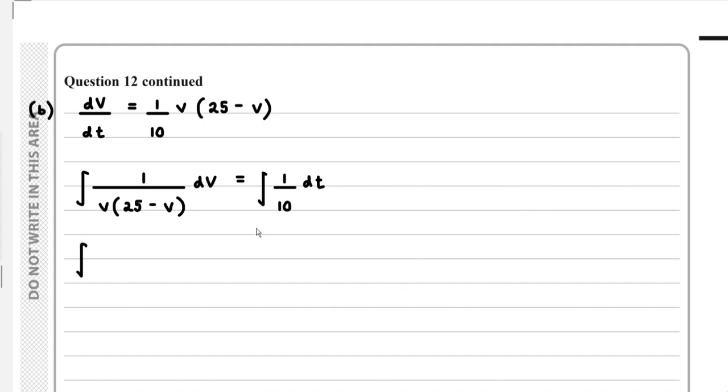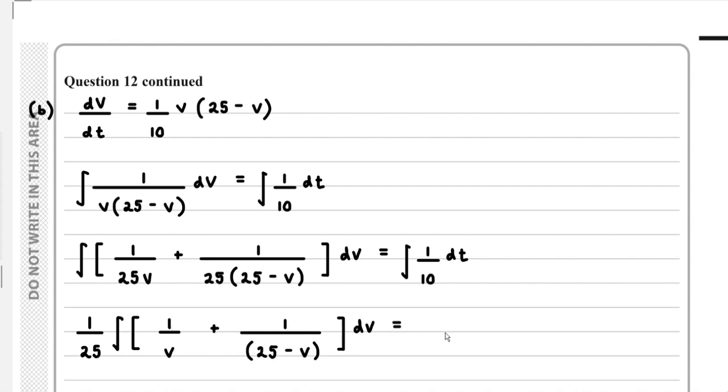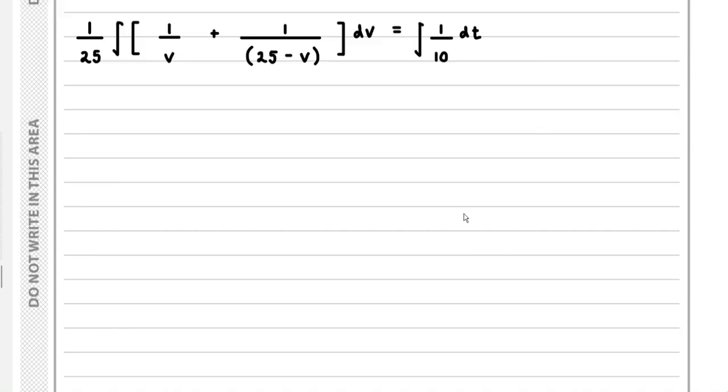So using part A, we have the integral of 1 over 25V plus 1 over 25 multiplied by (25 minus V) with respect to V equals the integral of 1 over 10 with respect to t. And if I factorise out a 1 over 25, I've got 1 over 25 multiplied by the integral of 1 over V plus 1 over (25 minus V) with respect to V equals 1 over 10 integrated with respect to t.